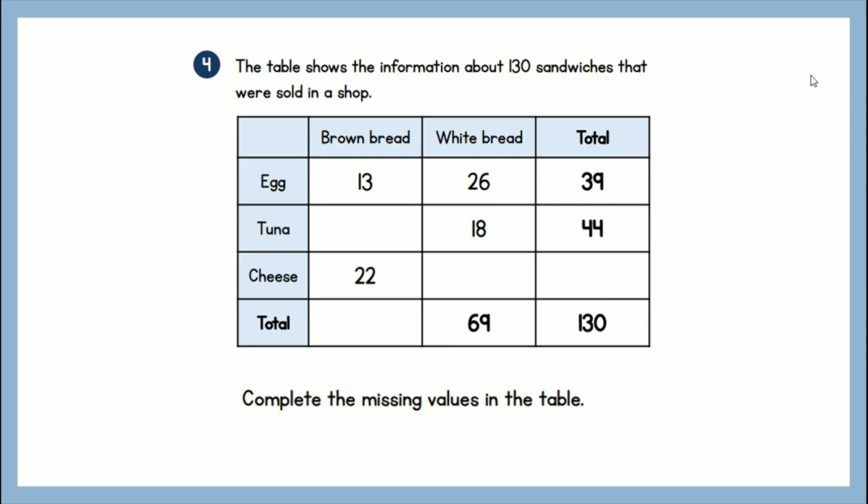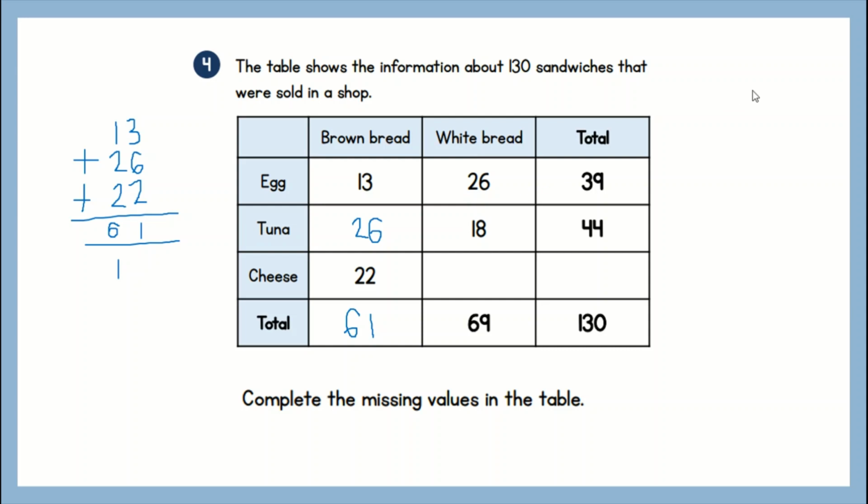Complete the missing values in the table. We've already worked this one out. 26. We're going to move on to this one. 13 plus 26 plus 22 will give us the total number of brown bread sandwiches that were sold. 3 plus 6 is 9, plus 2 is 11, 1 plus 2 is 3, plus 2 is 5, plus 1 is 6. 61.